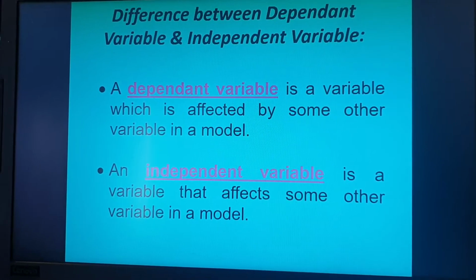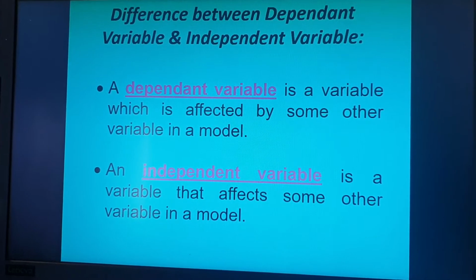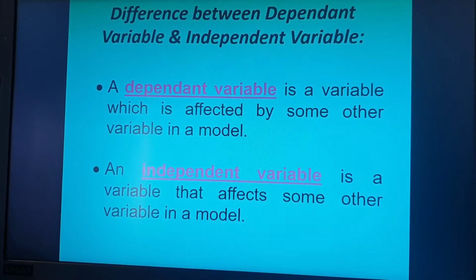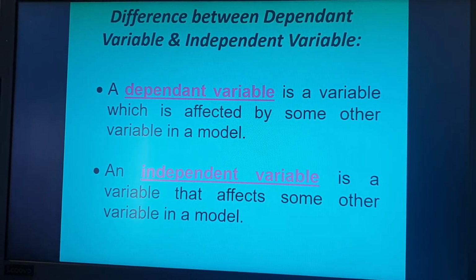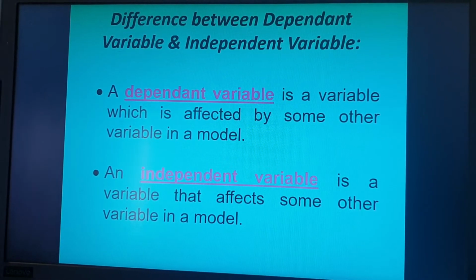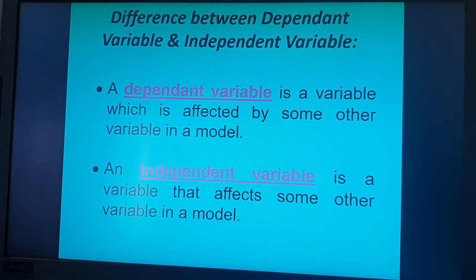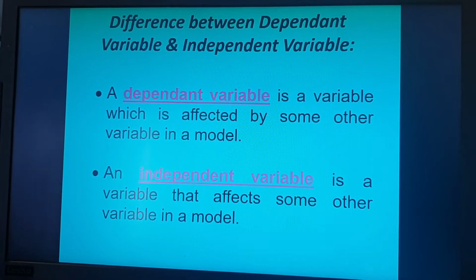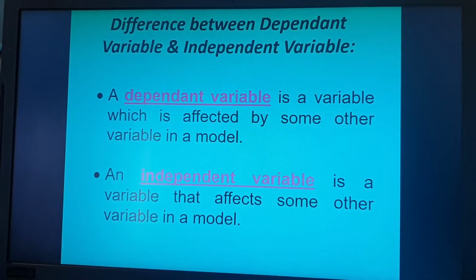The difference between dependent variables and independent variables. Easy. Dependent, you still depend, like on your parents. Independent, you don't depend on them, you depend on yourself. So dependent means it's a variable which is affected by some other variable in the model. So it's still depending on other variables. Independent is a variable that affects some other variable in a model. So in other words, an independent variable can influence another variable in a model, but it stands on its own. It's independent. It does not depend on other variables. In fact, it actually can control them.